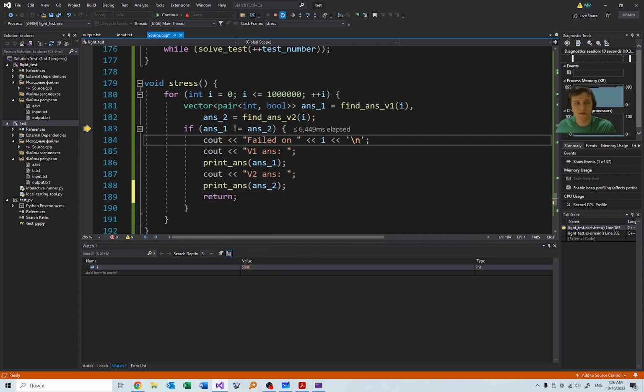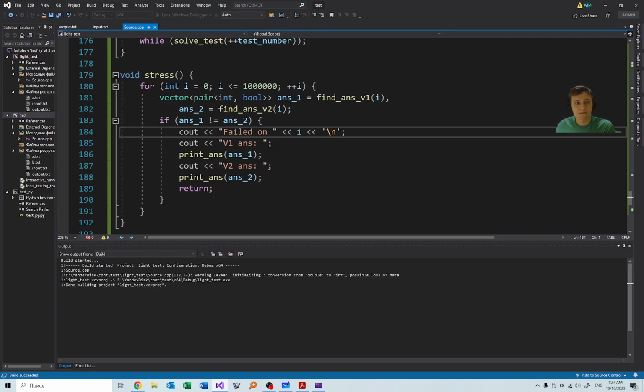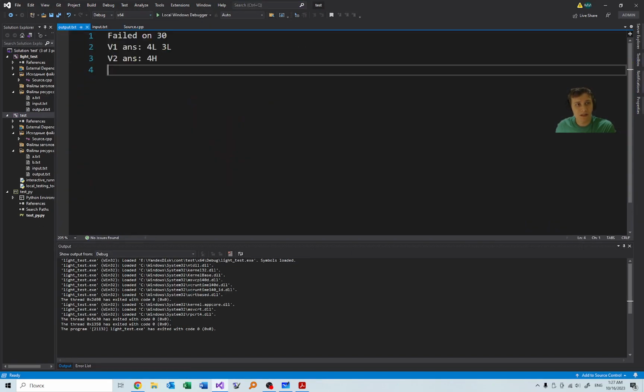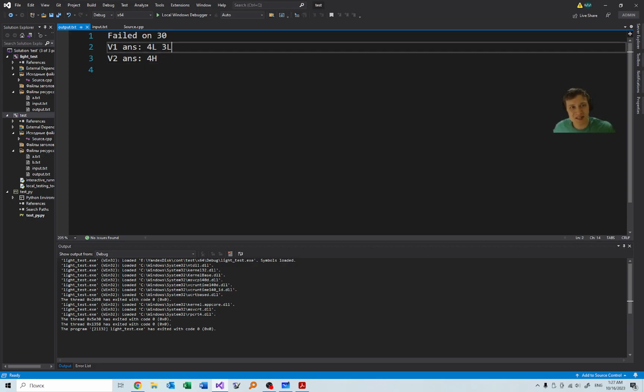Let's return from this function. Great. Okay, you see that the minimum test is 30. So v1 ans says that we need a 4L and 3L, which is actually funny. For the high pyramid it is 1 squared plus 2 squared plus 3 squared plus 4 squared. But v1 ans just expressed it as the odd sum plus the even sum. So only 2 and 4 here and 1 and 3 here. But of course, this is the optimal answer.